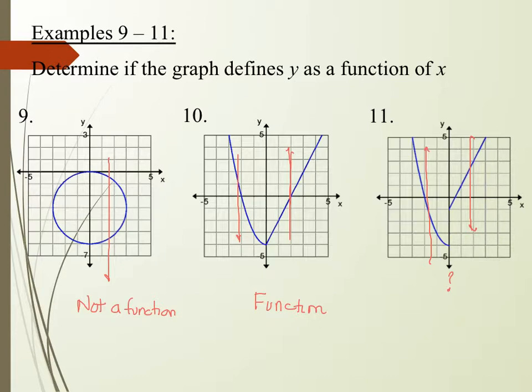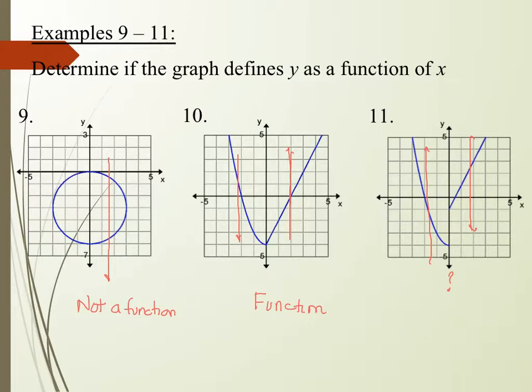So in examples 9 through 11, when we draw the line straight through the function, for number 9, we see that in fact it's a circle, and we can draw a line through any part of the circle. It is not a function. For number 10, no matter where we draw the line test, we can see that it is a function. And number 11 is kind of a curious one because it stops there at 5, and we're not sure where the value is exactly when x is equal to 0.